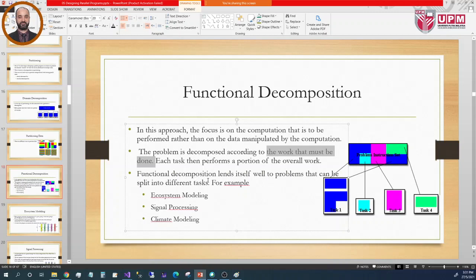Okay? Functional decomposition lends itself well to problems that can be split into different tasks. For example, economy systems or ecosystem modeling, signal processing, climate modeling, and so on. Okay? There are too many examples of problems that could be classified under functional decomposition or could be solved based on functional decomposition.